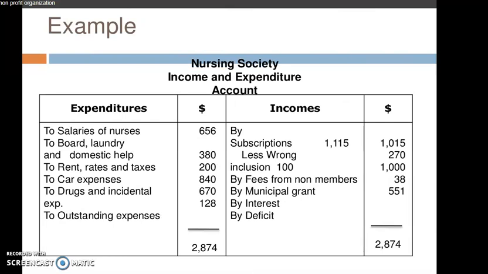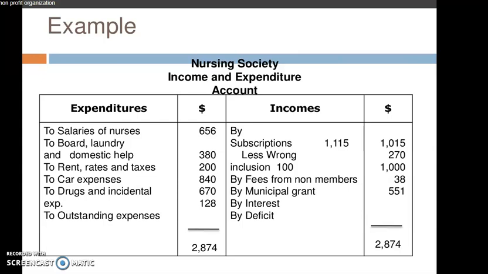This is the example of an income and expenditure account. Nursing Society income and expenditure account. On the debit side, all the expenditures. From the first one, the salaries of nurses, board, laundry and domestic help, to rent, rates and taxes, to car expenses, to drugs and incidental expenses, to outstanding expenses.